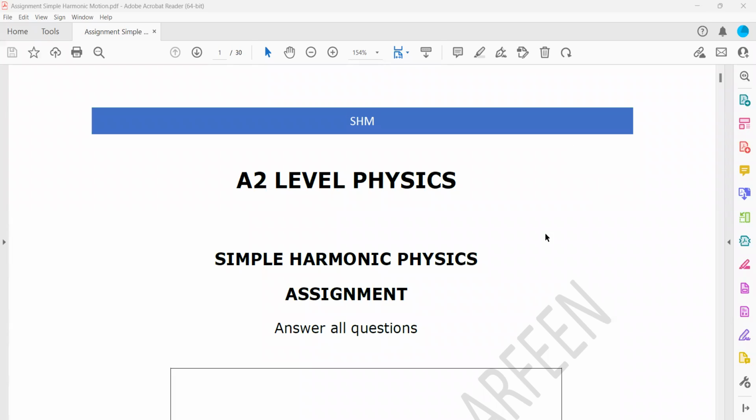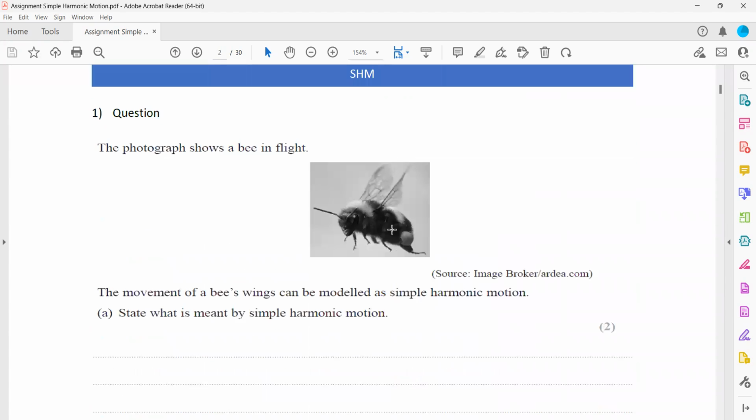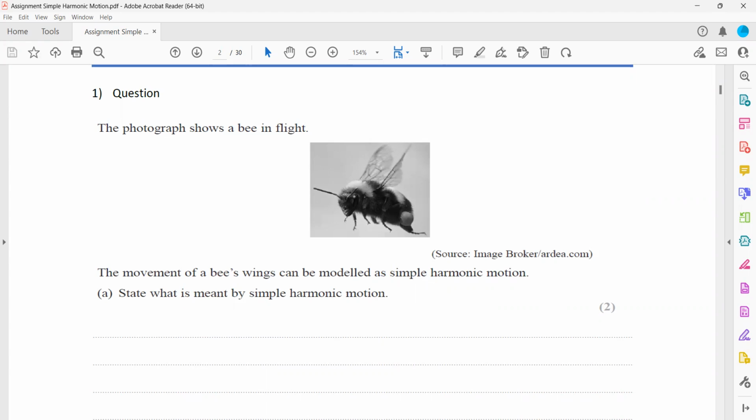So this exercise is related to simple harmonic motion. And we'll do the questions from simple harmonic motion today. In the first question, the photograph shows a bee in flight. As you can see, the movement of a bee's wings can be modeled as simple harmonic motion.